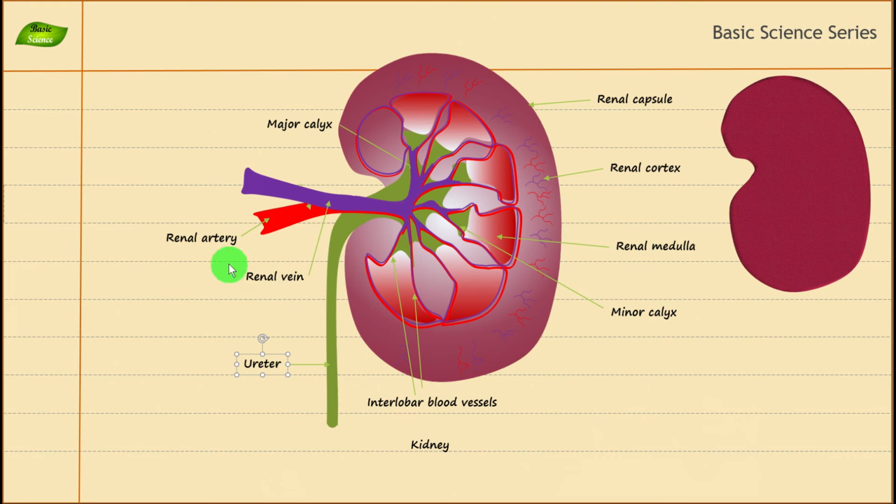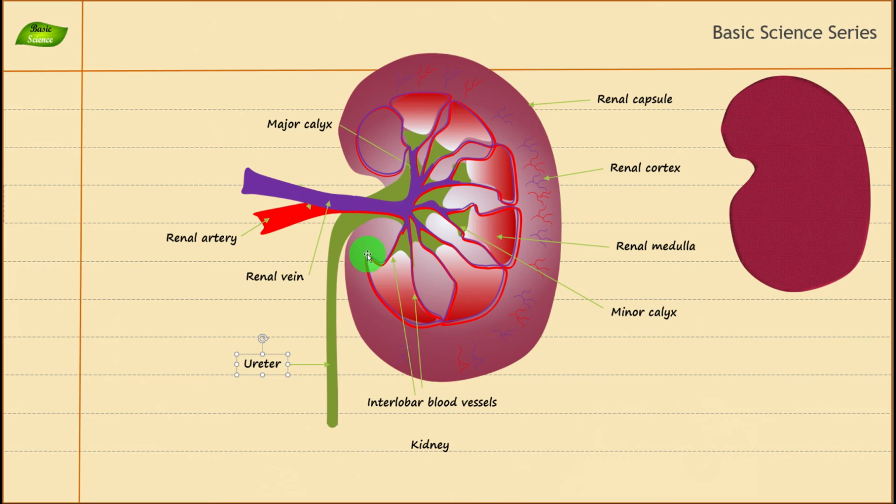And then you have these blood vessels. These are different blood vessels that are running into the kidney. You have renal artery, you have renal vein. Renal artery is basically providing the blood to the kidney, and vein is collecting the blood from the kidney. And then basically renal vein is going to provide the blood to the inferior vena cava.